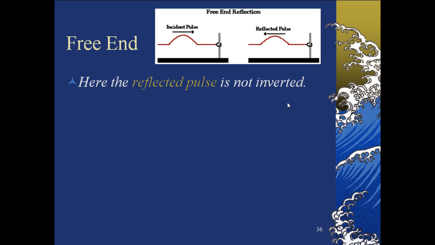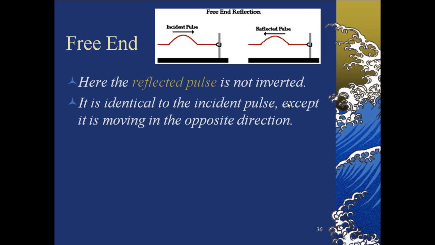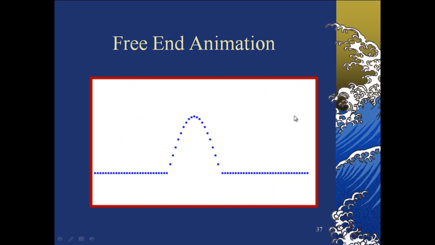So in this case, the reflected pulse is not inverted. It is identical to the incident pulse, except that it's moving in the opposite direction. So everything's the same. So the speed, wavelength, and amplitude are the same. The speed going down is the same as the speed coming back, and the amplitudes are also the same. And this is what this guy looks like. It's better than most television programs to sit here and watch this.